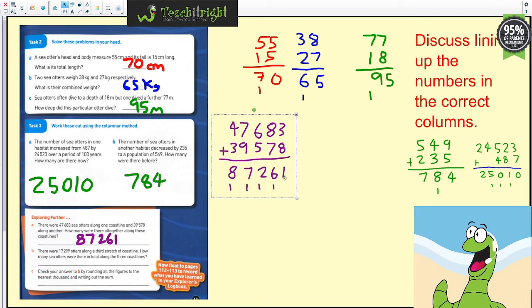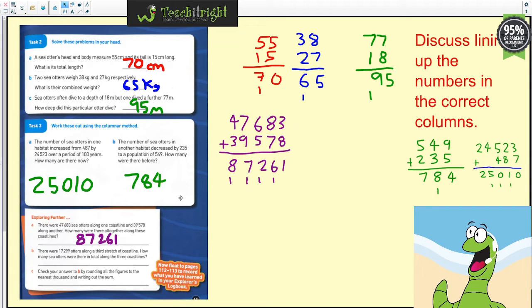So hopefully that makes sense. Hopefully you can see how I went through, used the column method, and got the answer without too much difficulty. Now, B. There were 17,299 otters along a third stretch of coastline. How many were there in total of the three? Okay, well, this is good. It's like a combined question.